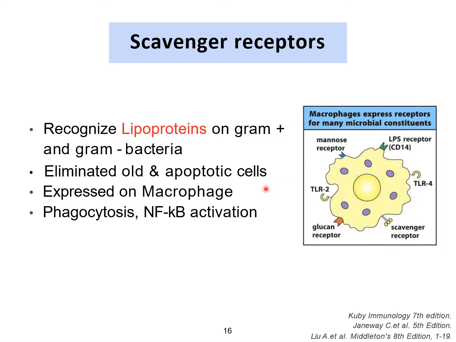Then scavenger receptors recognize lipoproteins on gram-positive and gram-negative bacteria. These are the scavenger receptors, which eliminate old and apoptotic cells. These old and apoptotic cells also have to be digested by the macrophages, so that is also recognized by the scavenger receptors. And again it is by phagocytosis and NF-kB activation.